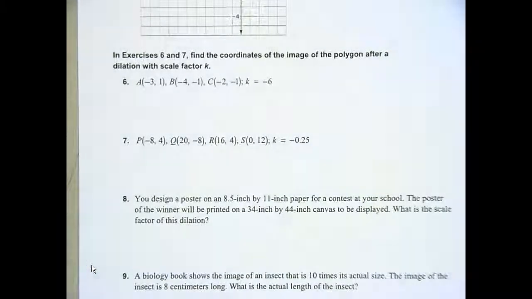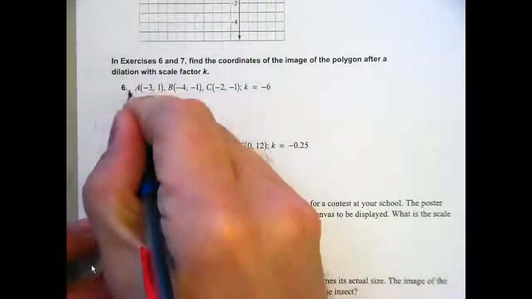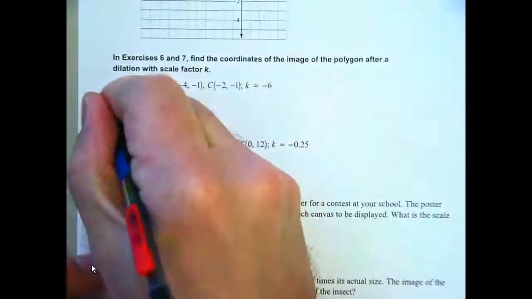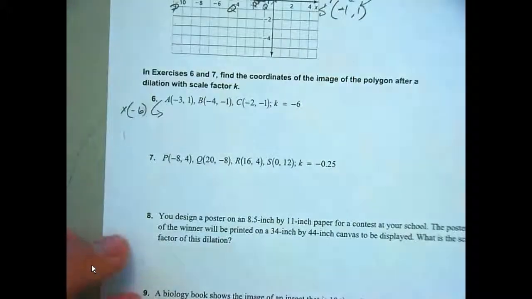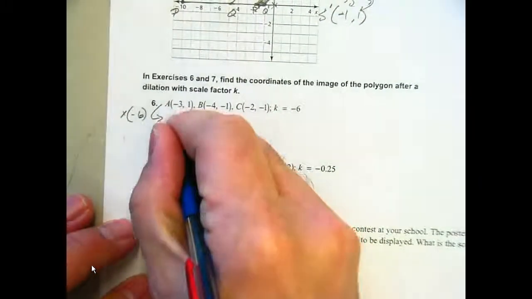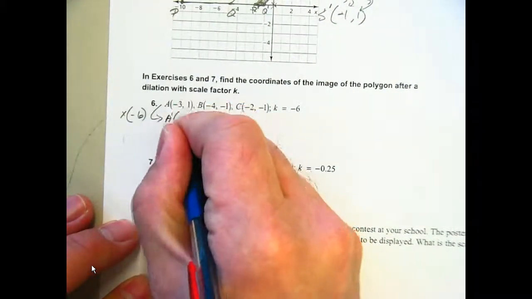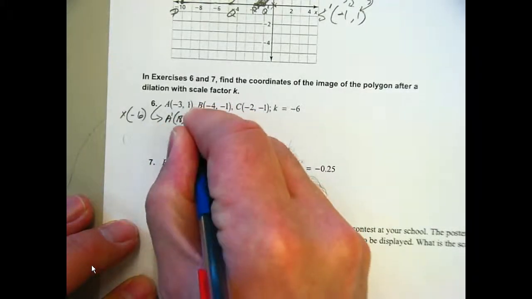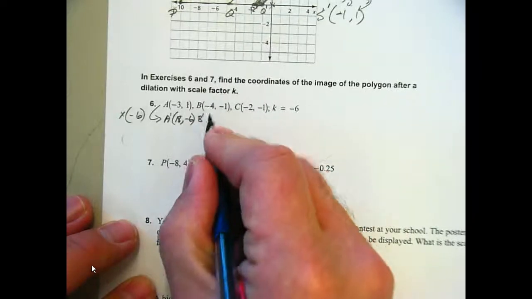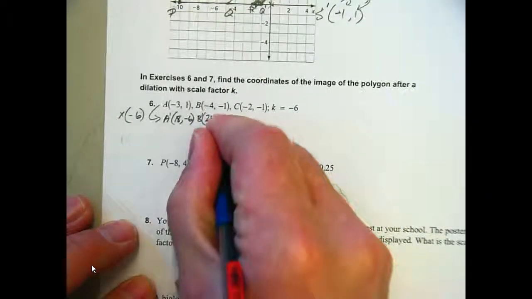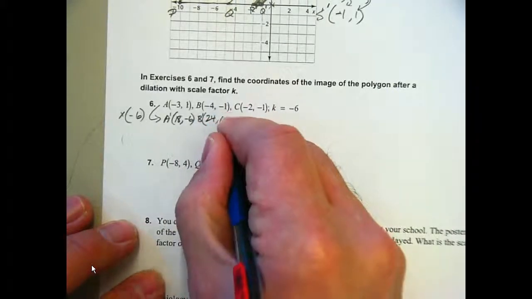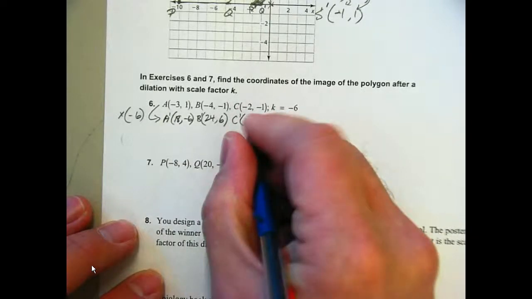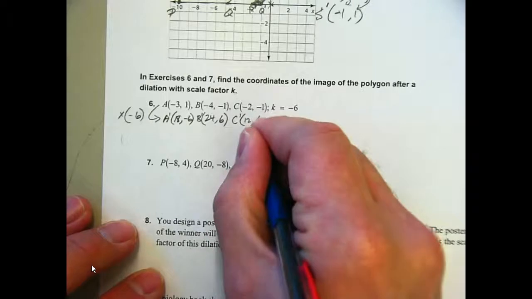Okay, hey, so you're multiplying each point by -6. So A prime becomes 3 times -6, or -18, and 1 times -6, -6. B prime becomes -4 times -6, or 24, and -1 times -6, or 6. C prime becomes -2 times -6, which is 12, and -1 times -6, which is 6. There you got it.